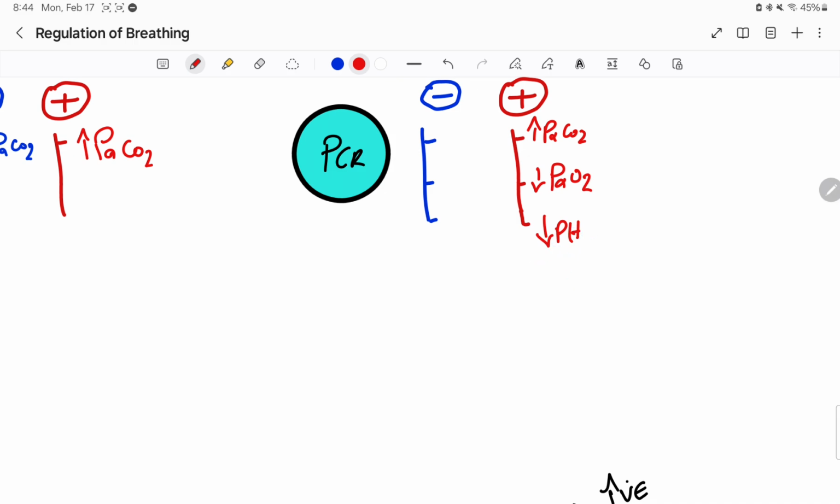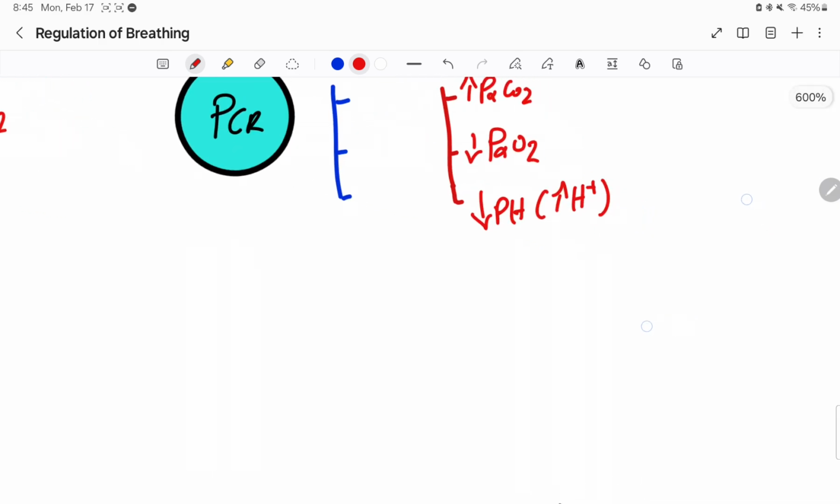Okay, so let me tell you something about pH real quick. When we talk about pH, we are really talking about the concentration of hydrogen ions inside of that blood, okay? And if the concentration of hydrogen ions is high, the pH is low. If the concentration of hydrogen ions is low, the pH is high, okay? So when I say there's a low pH, what am I actually saying, guys? I'm actually saying that there is a high amount of protons, okay?